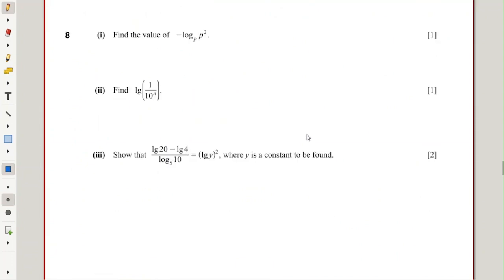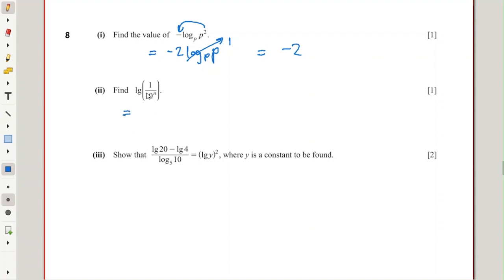Number 8 is on logarithm. Find the value of this. So this is the power. Your power can become your coefficient. And any logarithm to the same base is 1. So the whole thing here goes to 1. So it's the same as negative 2 times 1, which is what? Negative 2.